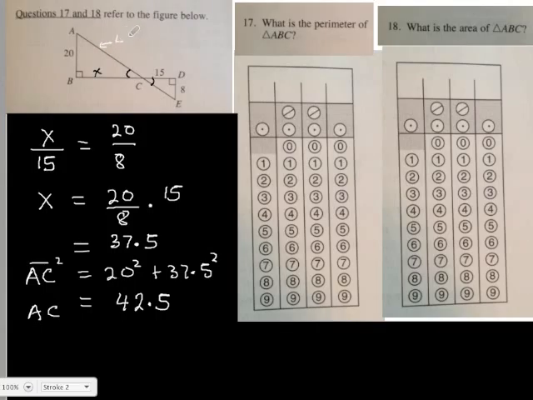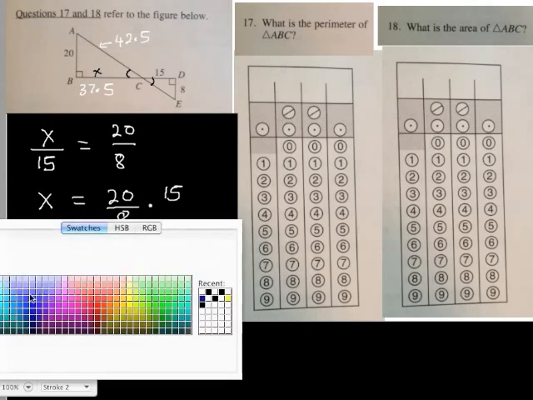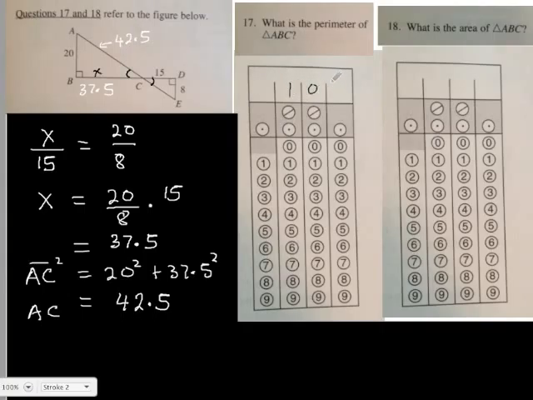So this side is 42.5 and this side is 37.5. We are asked to find the perimeter, which means we have to add 20 plus 37.5 plus 42.5. And the final answer is 100. So we put 100 here. And then we bubble 1, 0, 0.